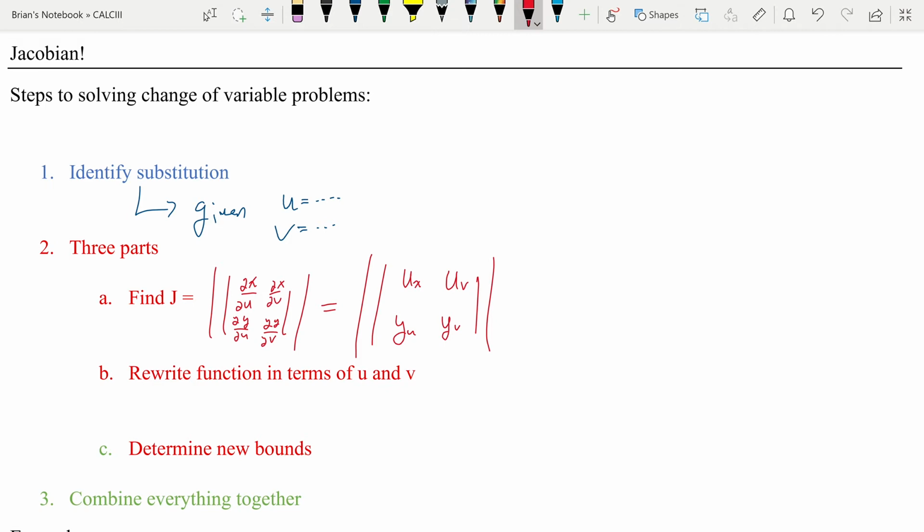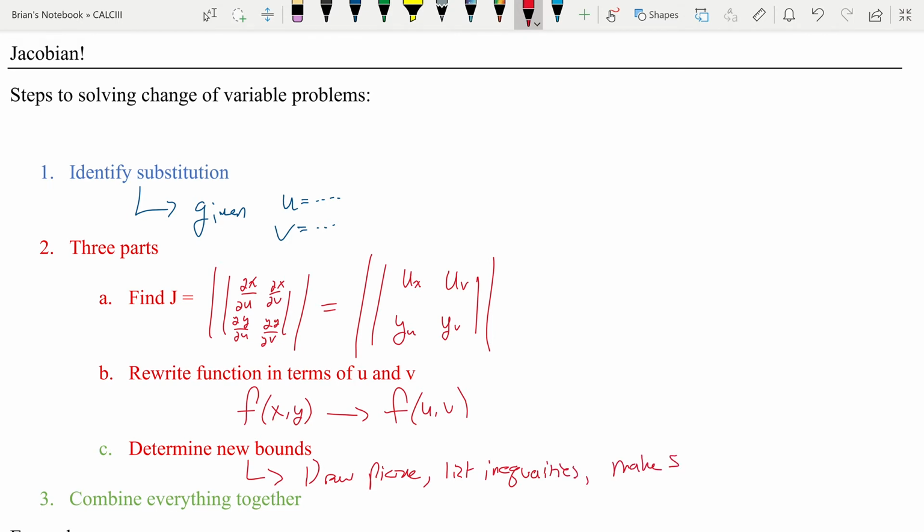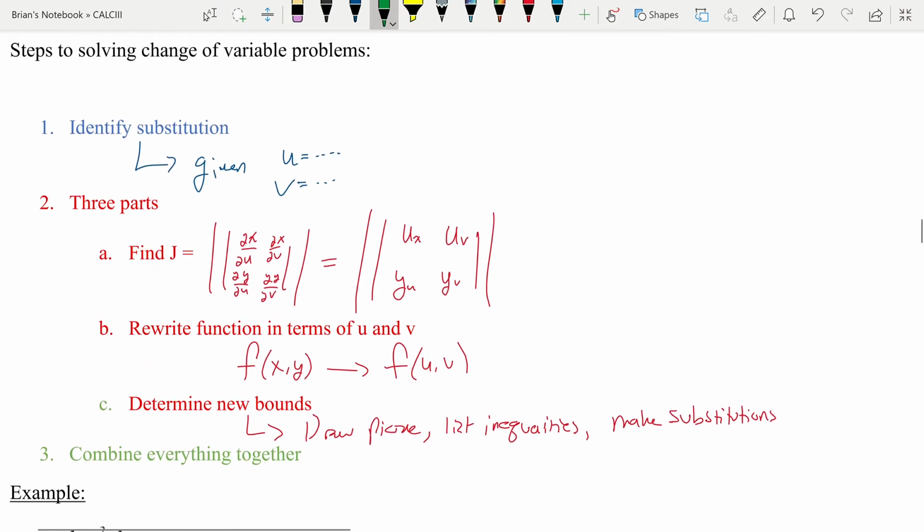Rewrite the function in terms of u and v, which is pretty easy. You take your f(x, y) and change it to a function of u and v as best you can. And then determine your new bounds. That takes drawing the picture. Draw a picture, list your inequalities, and then make substitutions as you need to. We'll get plenty of practice. You won't even have to memorize that process because you're going to do it so often. Okay, and combine everything together. Just throw it all into a triple integral, or a double integral, that you need to. So let's look at it.